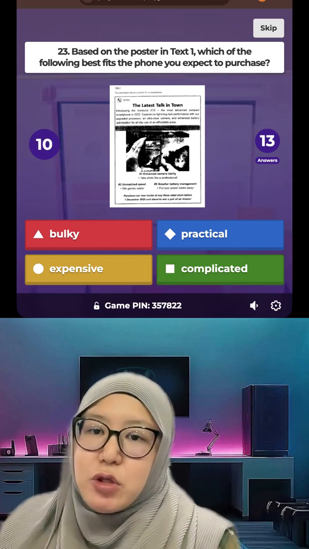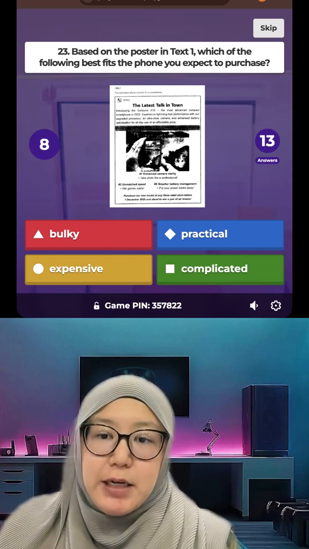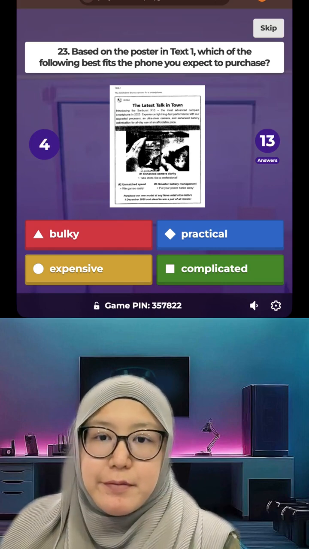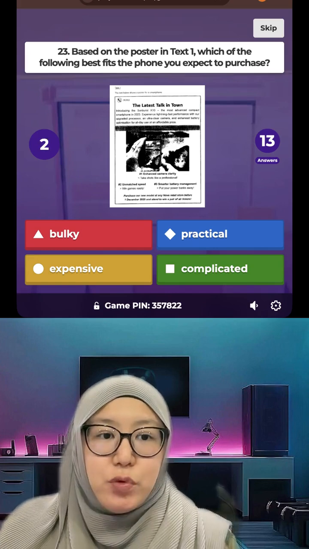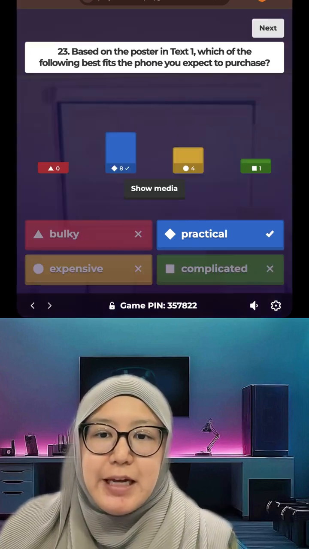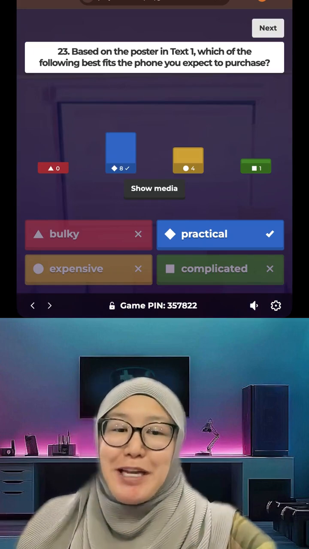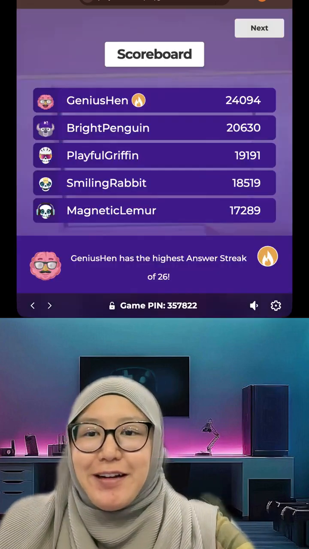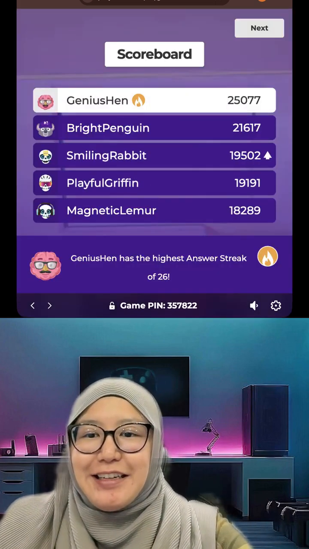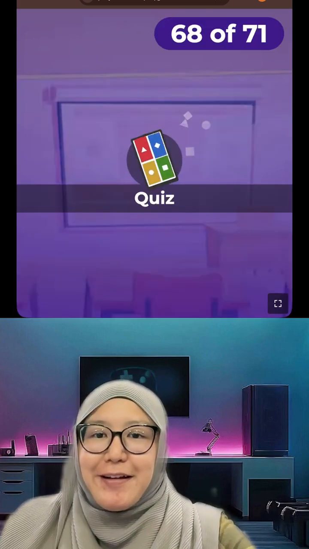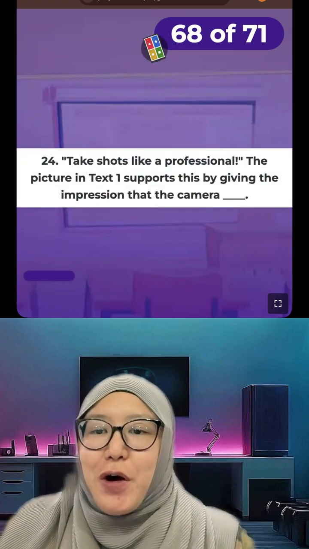Do you want something bulky, practical, expensive, or complicated? And this is for your daily use. It's yes, practical. So you don't want something complicated to maneuver. Good job, Smiling Rabbit. What happened, Playful Griffin?